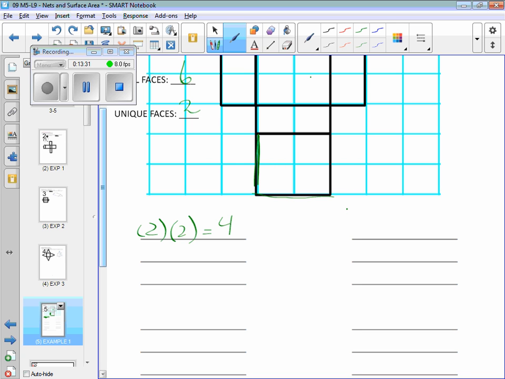Base times height. I haven't gotten to it yet. All I'm doing is the unique faces right now. Yes. Watch. 1, 2. 1, 2.